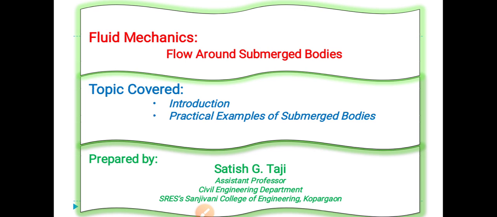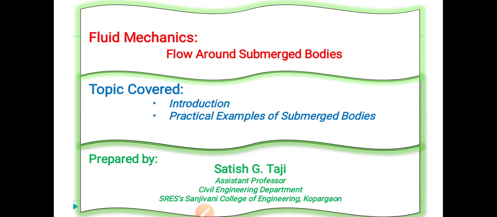First unit, fluid flow around submerged objects. This is the A part. B part of unit 1 is unsteady flow. Second unit, A part, introduction to open channel flow. B part, depth energy relationships in open channel flow. Coming to third unit, A, uniform flow in open channels. B, hydraulic jump.